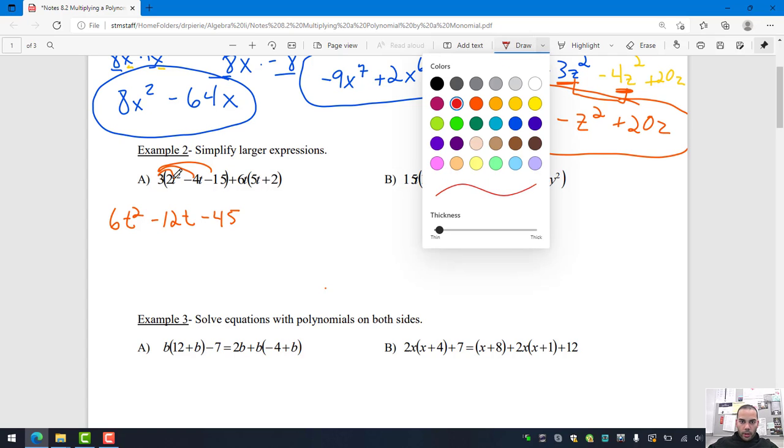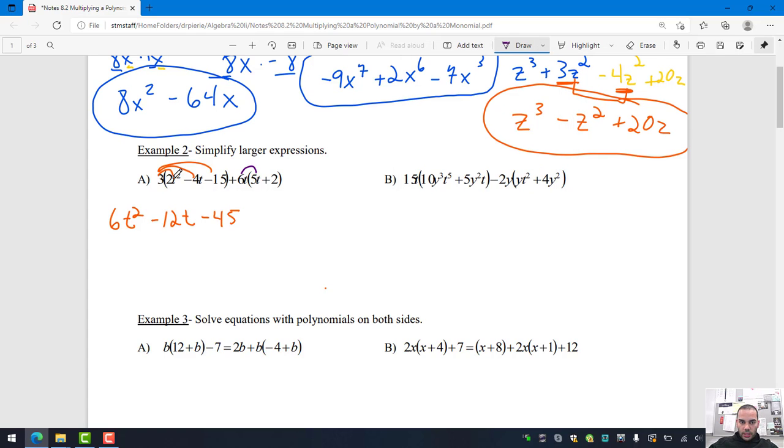And then the second part of this question is another distributive property. I've got positive 6t going to 5t, and positive 6t going to 2. So let's clean it up a little bit. 6t times 5t. Well, what's 6 times 5? It should be positive 30. And then t times t is t squared. And the next piece I see here is 6t times positive 2. 6 times positive 2 is positive 12. And then I attach the t at the end. Okay, so I've distributed everything.